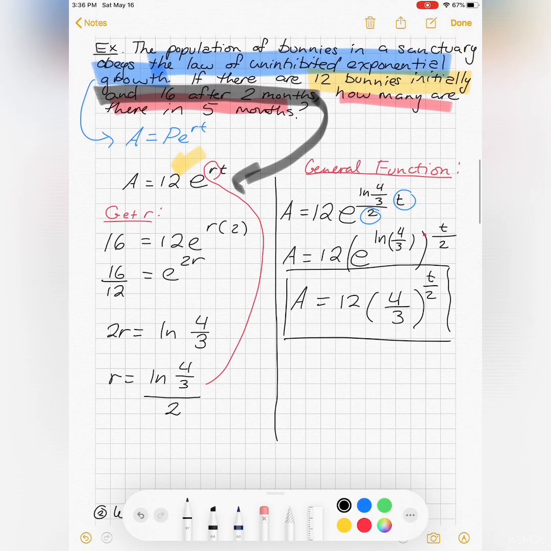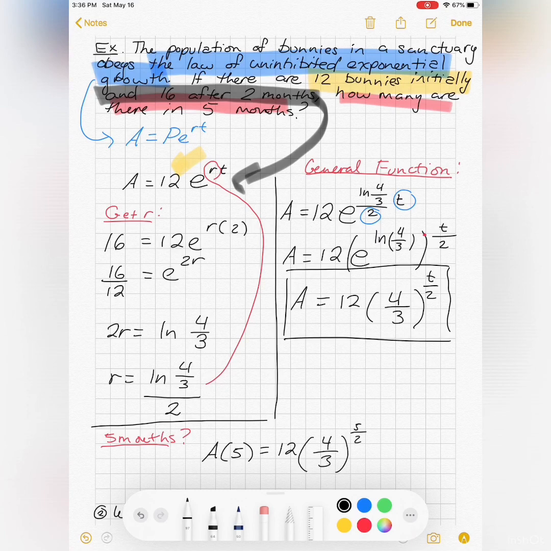Okay, now what was my question? How many are there in 5 months? So now I can answer this question about 5 months. Okay, so I plug 5 in my general function. So that would be the number of bunnies, the amount of bunnies in 5 months.